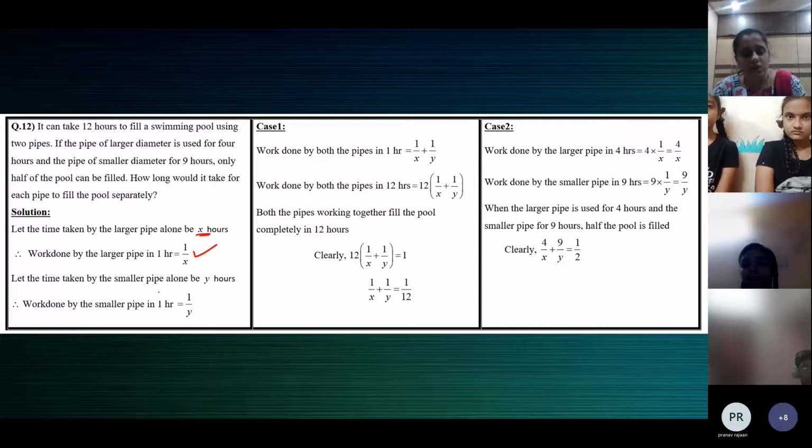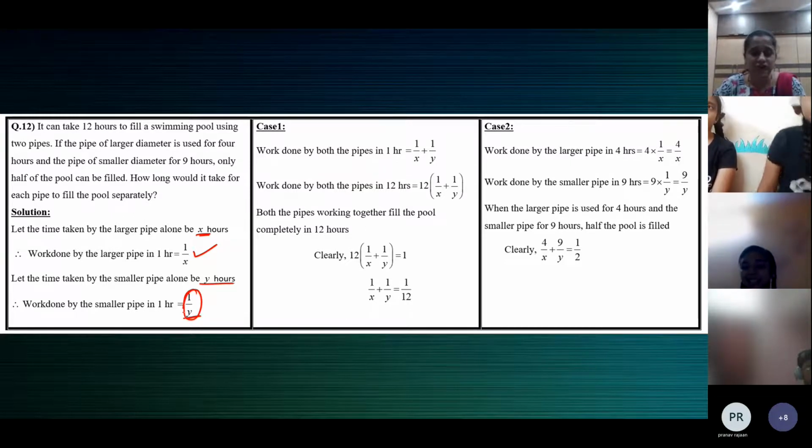Similarly, consider the smaller pipe working alone, that is, the pool is empty and only the smaller pipe is left open. The smaller pipe working alone takes Y hours to fill the empty pool. That means every hour it fills 1/Y. This fraction of the pool is filled in 1 hour by the smaller pipe.